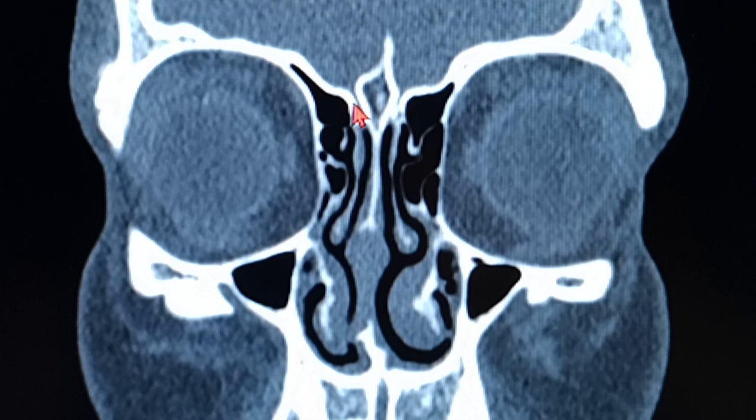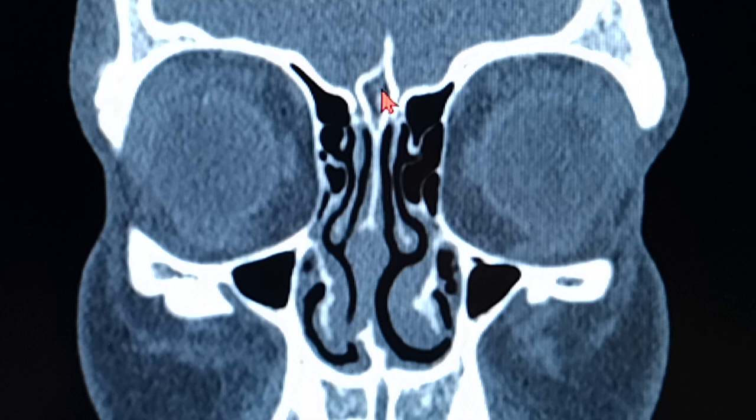So the question asked is, what is that classification based on? It is basically based on the vertical height of the lateral lamella with respect to the base of the cribriform plate. Okay, so that is the crista galli.